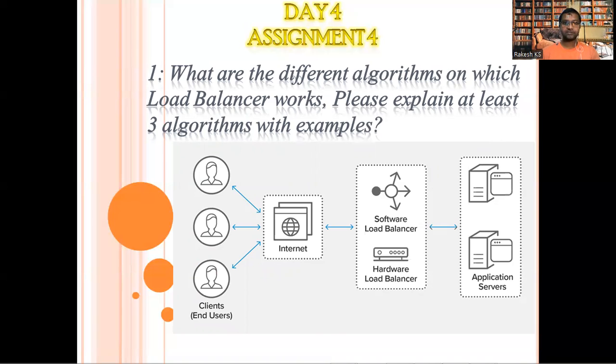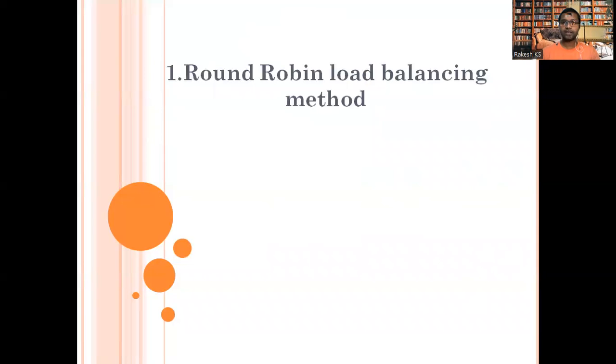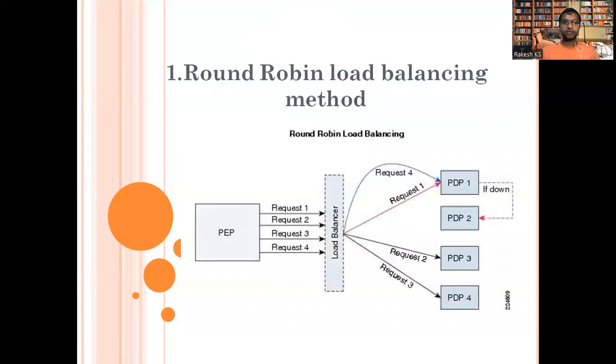The first one is the round robin load balancing method. As the name suggests, client requests are distributed to application servers in a simple rotation. Hence, it is called the round robin load balancing method. For example, if you have 4 application servers, the first client is requested to the first server, the second client to the second one, the third client to the third one, and the fourth client to the fourth one.